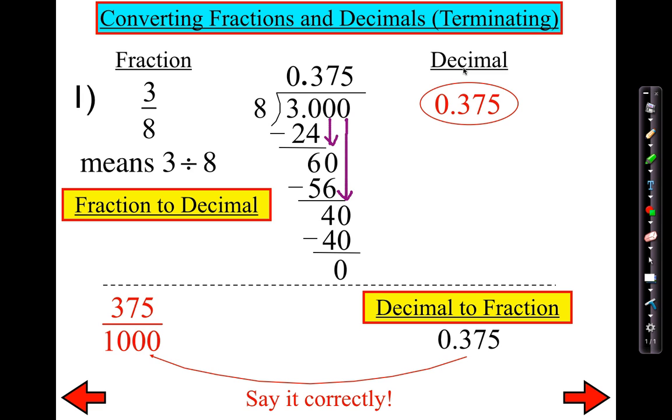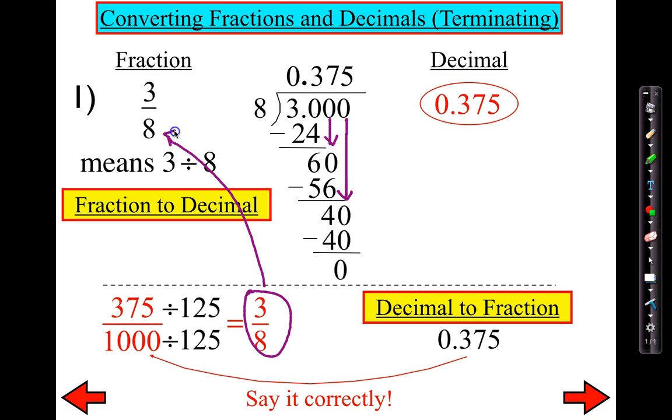Now, one thing you have to be very careful about is you always want to make sure your fractions are reduced. So unfortunately, this isn't reduced, so I'm going to have to reduce it. I'm going to go ahead and divide the numerator and denominator by 125, and that's going to leave me with 3/8. So notice it's the same value no matter which direction you go.